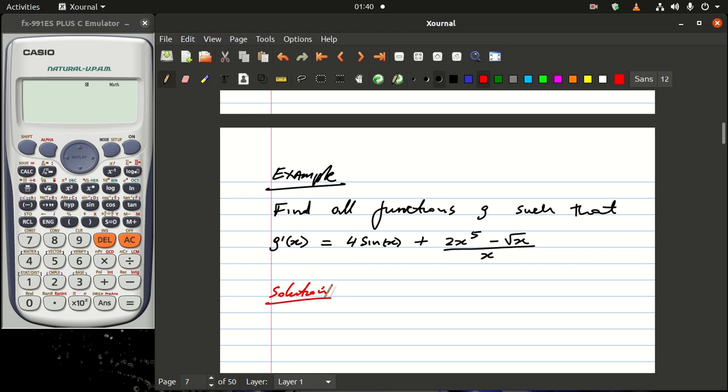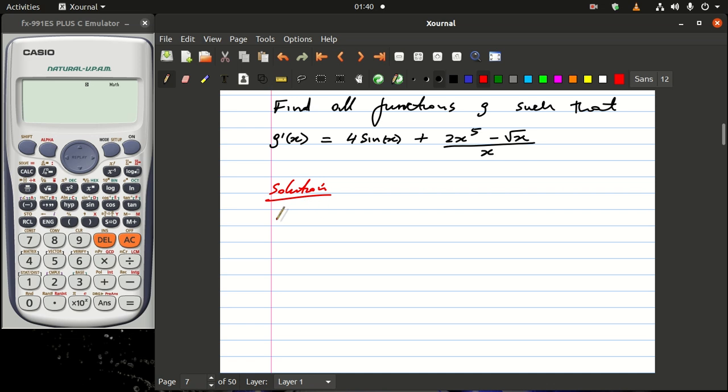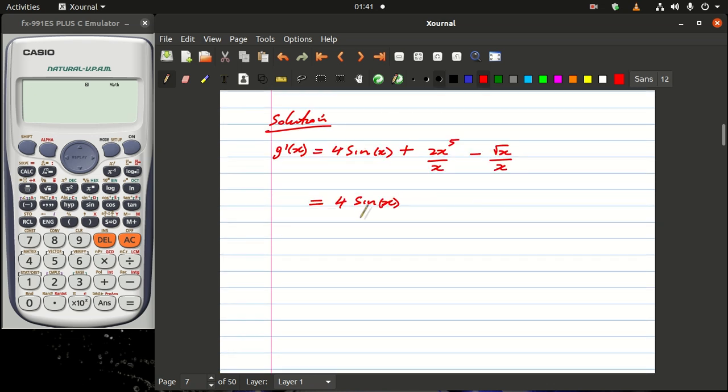In order to deal with this, the first thing we need to realize is that we have g prime of x, which is 4 times sine of x plus 2x to the power 5 all over x, minus square root x over x. The next thing I want you to realize is that this is the same as splitting it like this: when you have one denominator, it means that this denominator is a denominator for that, and it is also a denominator for that. That is why I was splitting it like this. And to move from here to there, you have a common denominator. That is why we take it as one denominator. I hope you can also notice that there.